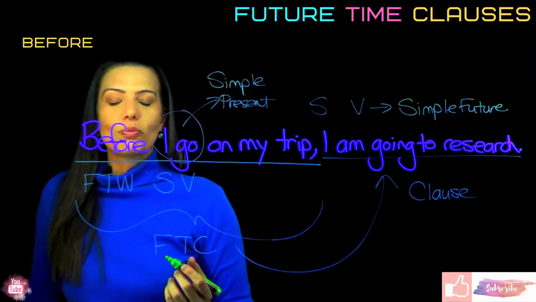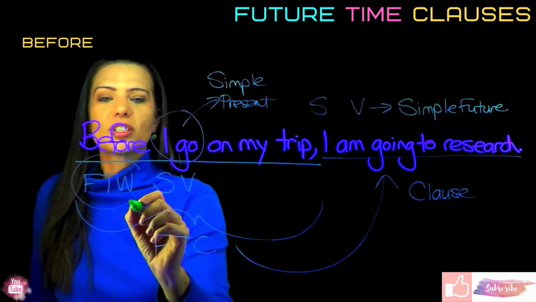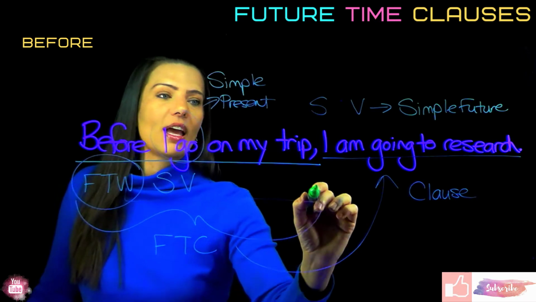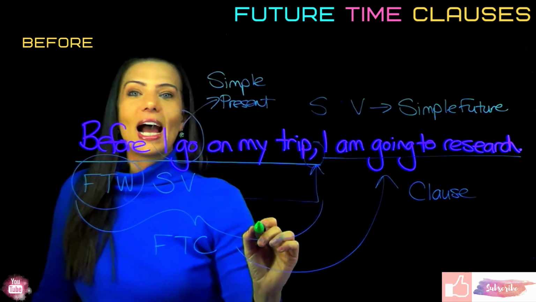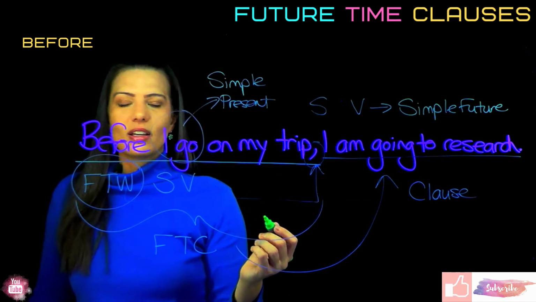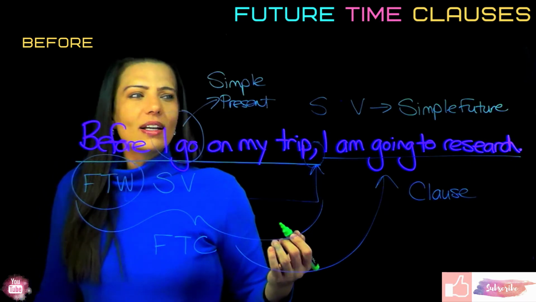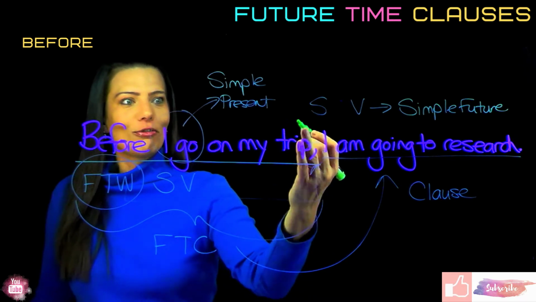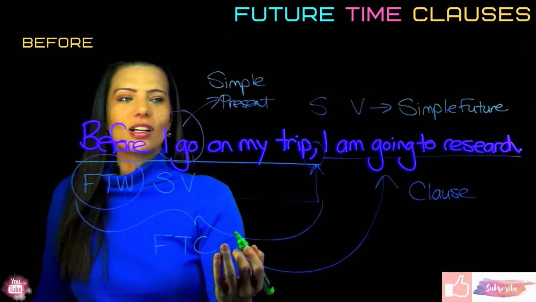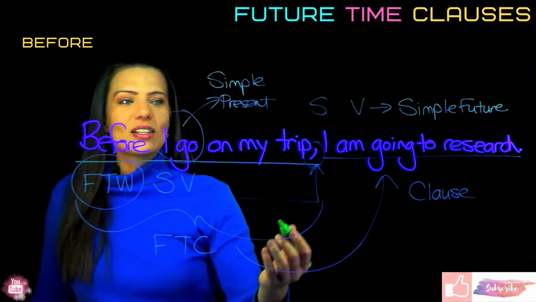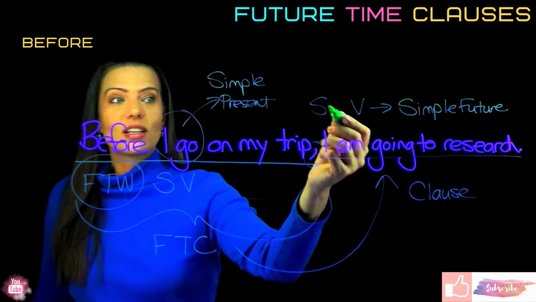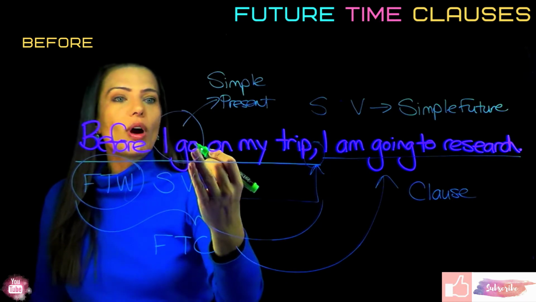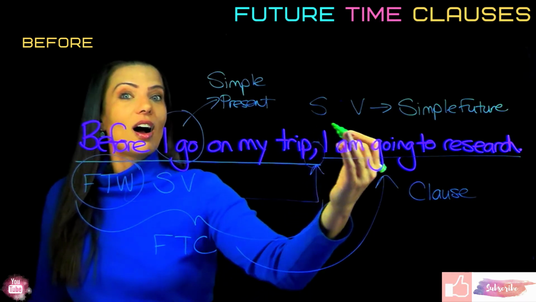Another very important point is that when you have the future time word at the beginning of the sentence, we need to have a comma here at the end of the first clause. Now you might be wondering, when does the first clause end? How do I know it's over, the first clause, this future time clause? And the answer to that is when the next clause, subject verb, begins. So before I go, comma, I am going to research.